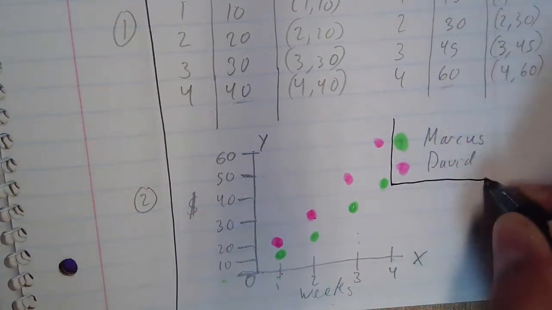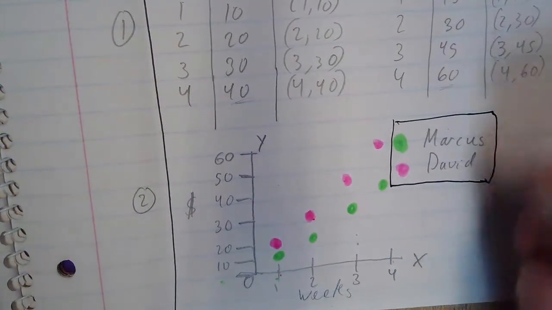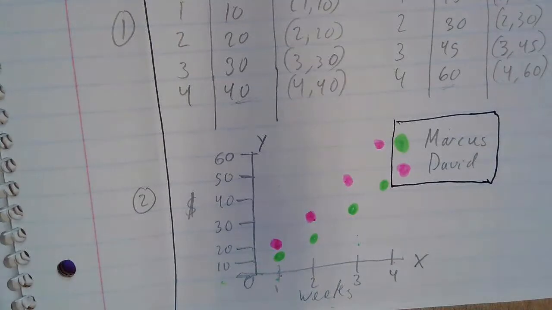This is just like my little color box. I know what each color means. And that is number 2. You had to graph it. Now, number 3 says, okay, how do the ratios of Marcus's savings and David's savings compare? How is this showing in the graph?